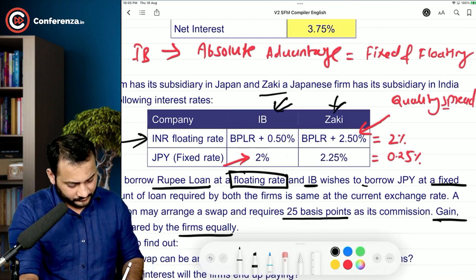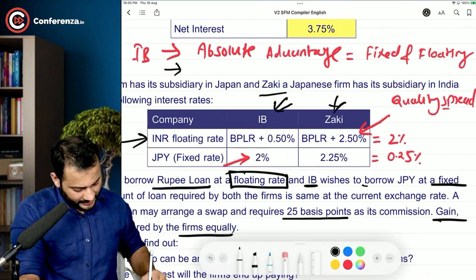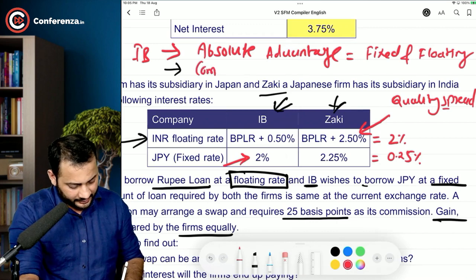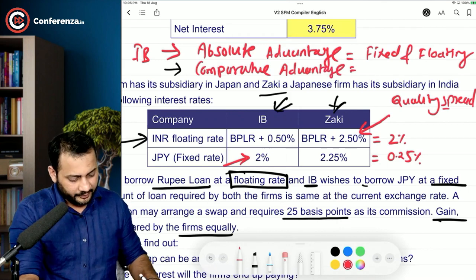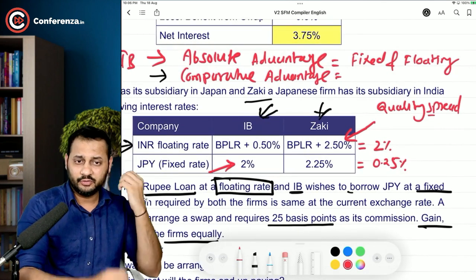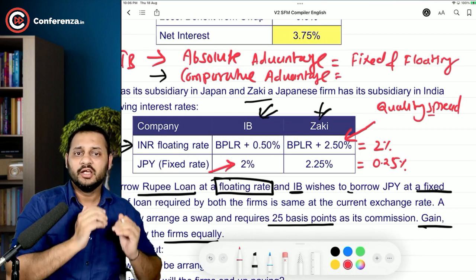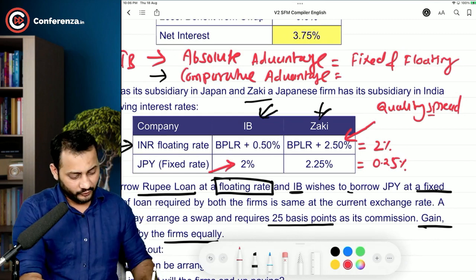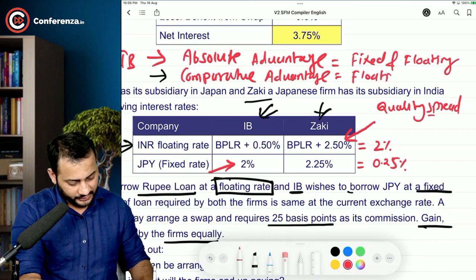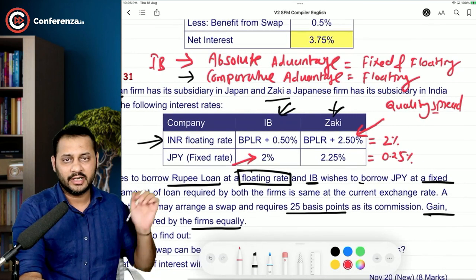Second thing, IB is enjoying comparative advantage. Means obviously it's an absolute advantage in fixed and floating, but when you compare the fixed and floating, which advantage is better? Floating, because it's giving more return to IB.